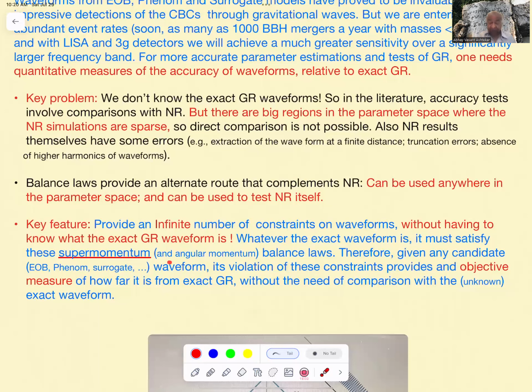I put angular momentum in small letters because we have not really discussed them. Therefore, given any candidate waveforms, its violation of these constraints provides an objective measure of how far it is from exact general relativity without the need of comparison with the unknown exact waveform. So this is the idea, and I want to give you some examples.